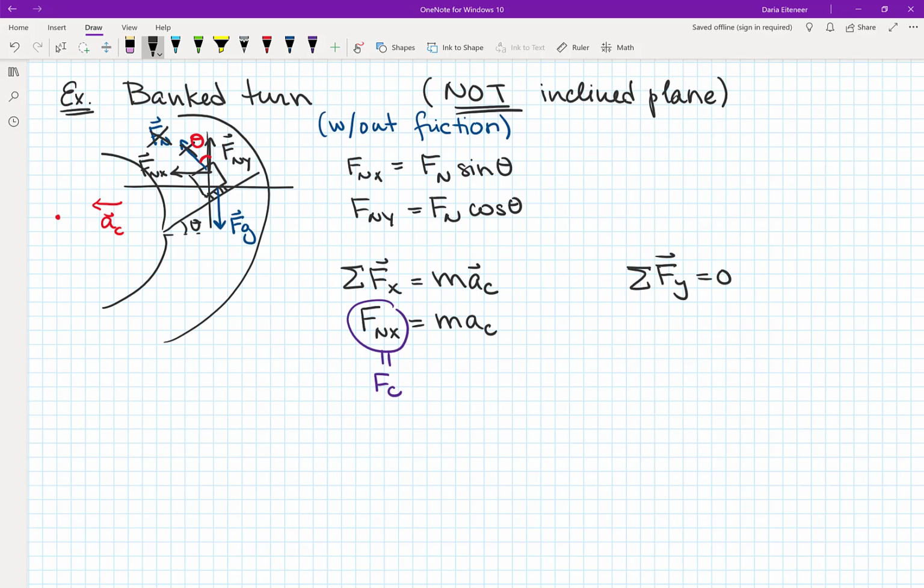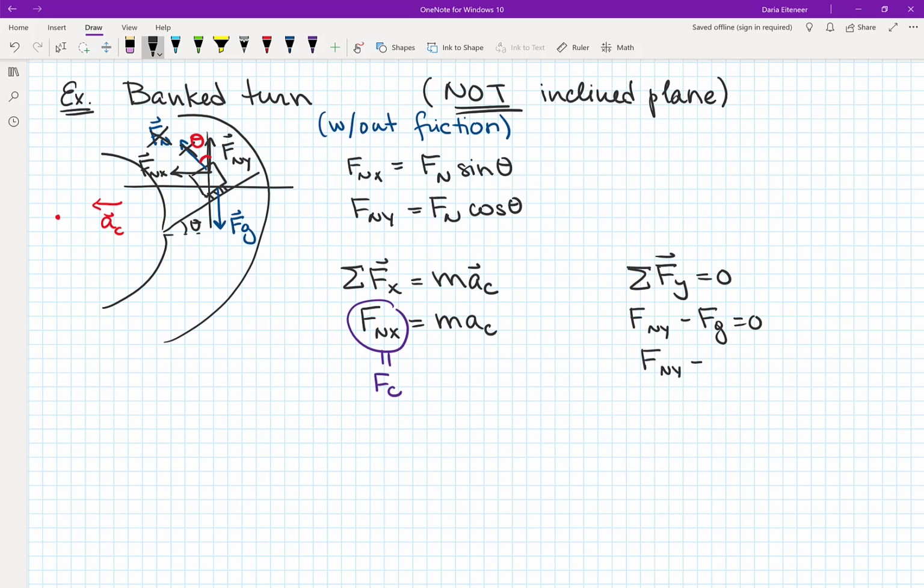I'm actually going to take this one a couple of steps further, because remember I said there is a practical reason why I'm showing this to you, not just math. Okay, so let's take it a couple of steps further. For the y direction, I'm going to write Fny minus Fg equals 0.